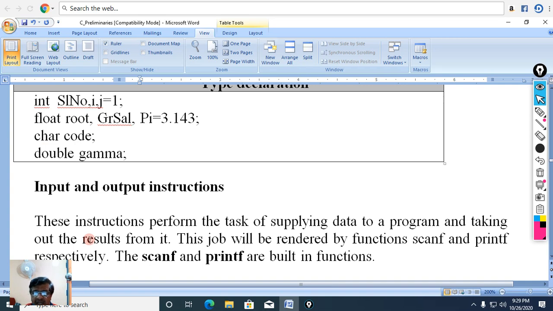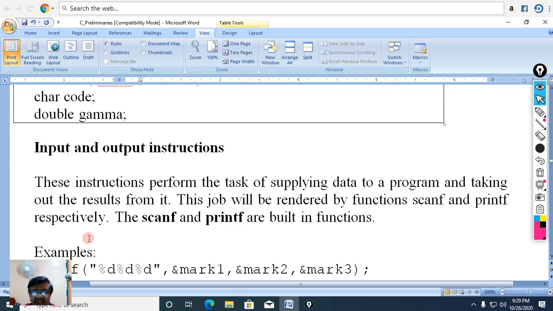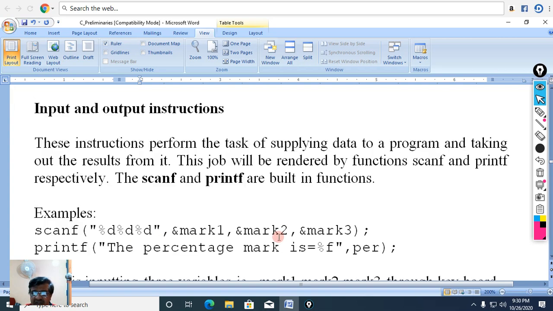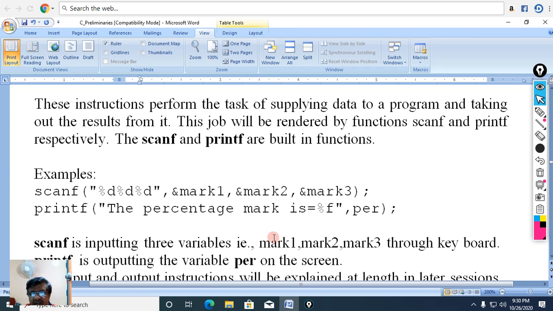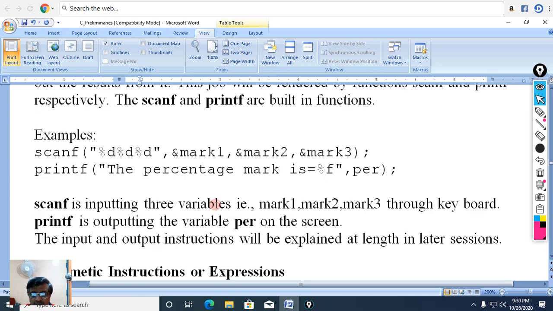Input and output instructions also look like sentences in English. These instructions perform the task of supplying data to the program and taking out the results from it and printing them on the screen. This job will be rendered by the functions scanf and printf respectively. The scanf and printf are built-in functions. We need not scratch our head. As soon as we write this, the compiler will be able to understand what we mean by scanf and what we mean by printf.